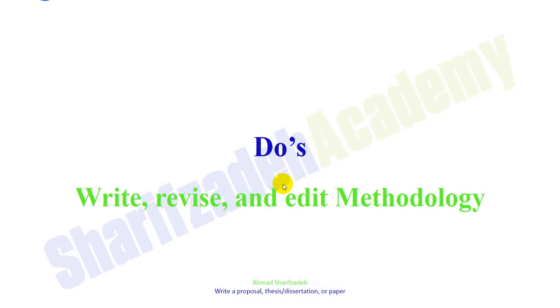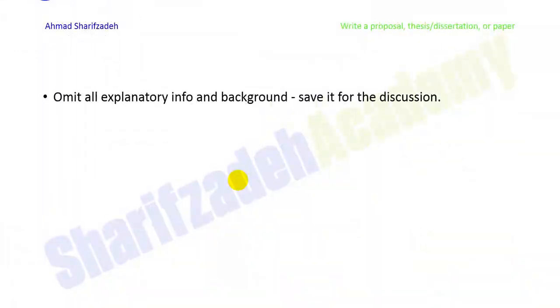Now, let's look at what you'd better do. Here we will see a list of my recommendations. Omit all explanatory info and background. This is not the place where you can discuss explanatory info. You can save it for the discussion section, for the next section, because you have to talk about what you yourself did. No more than that.